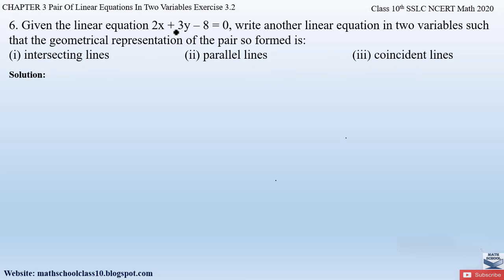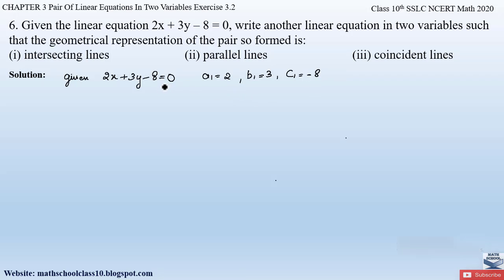First of all, let us write down the given linear equation. That is 2x plus 3y minus 8 equal to 0. And also let us write down the coefficients of this linear equation. Here the coefficient of x, that is a1, equals 2, the coefficient of y, that is b1, is equal to 3, and the constant c1 is equal to minus 8.